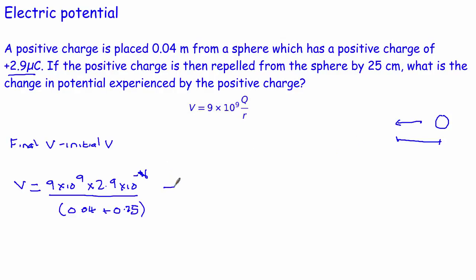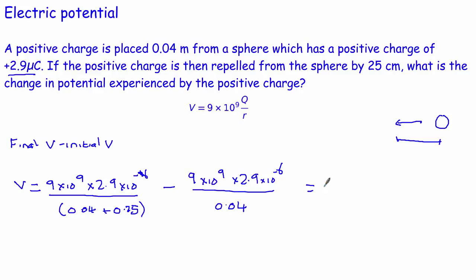We also want to take away the starting potential, because if you look, we want the change in the potential experienced by this charge. So again, we just put our numbers in. So we've got 9 times 10 to the 9 multiplied by the charge that's creating the electric field, 2.9 times 10 to the minus 6, divided by the starting distance. Well, the starting distance was just 0.04.